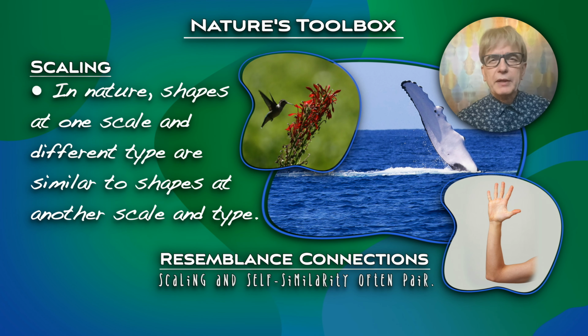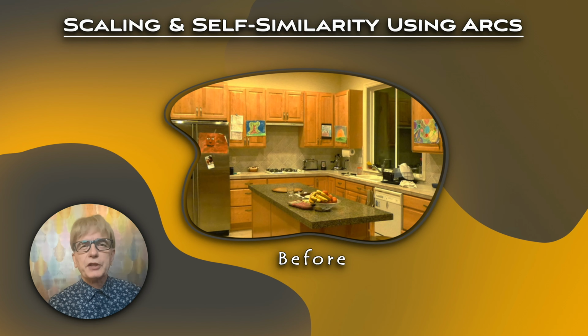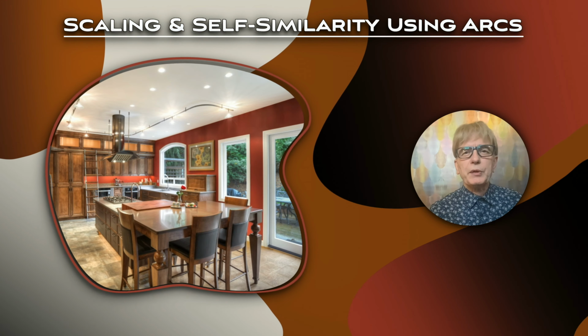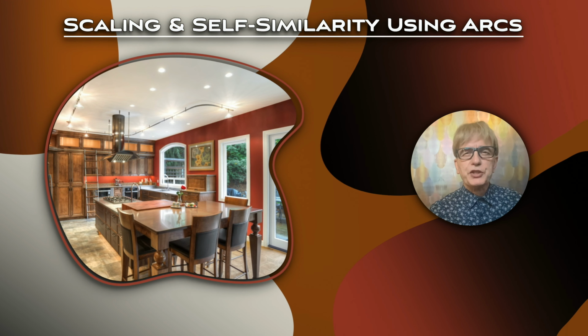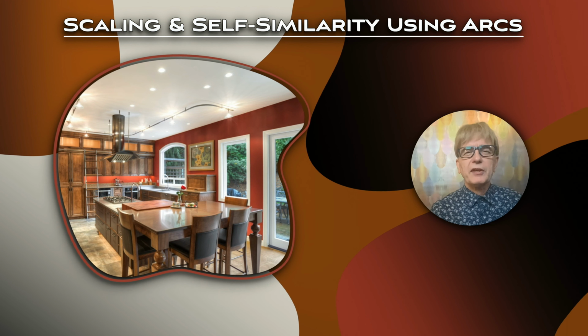And self-similarity and scale often pair up. Take a look at this before photo. You can see the typical brain-toxic sharp corners that we are still using today in design. But in the after photo, look at the many ways the shape of an arc is repeated, bringing a sense of harmony to the complexity of this space.